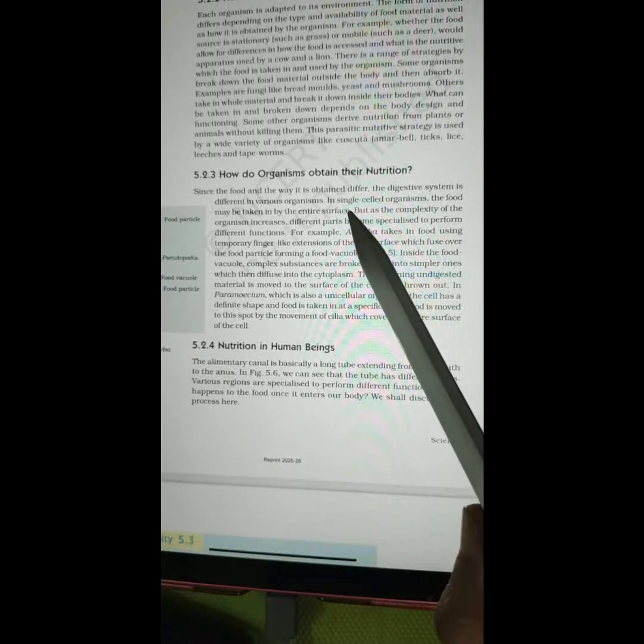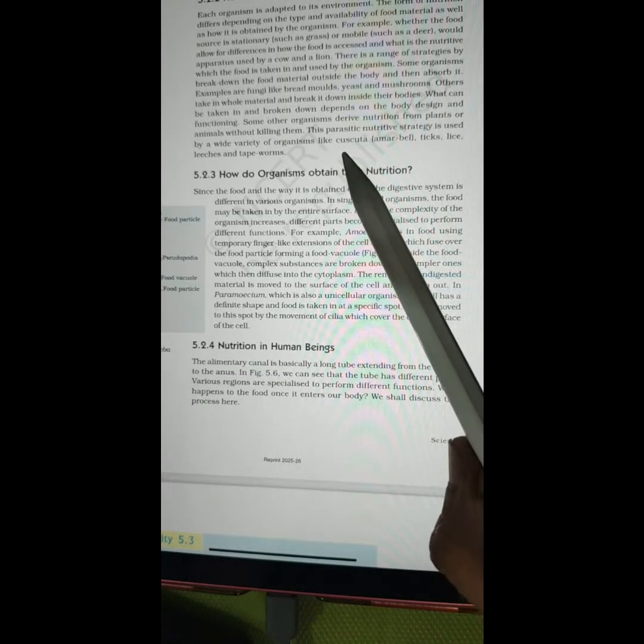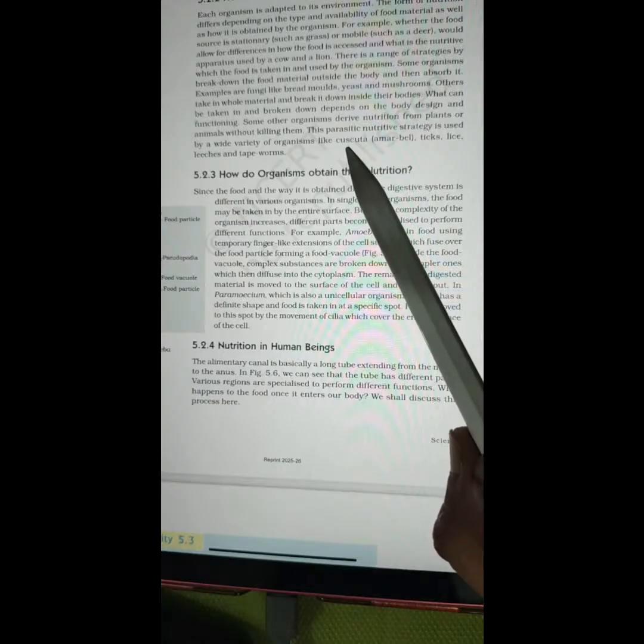Next, single-celled organisms. If you are feeling difficulty in saying this word, this is cuscuta. In Hindi, it is also known as amarbel.